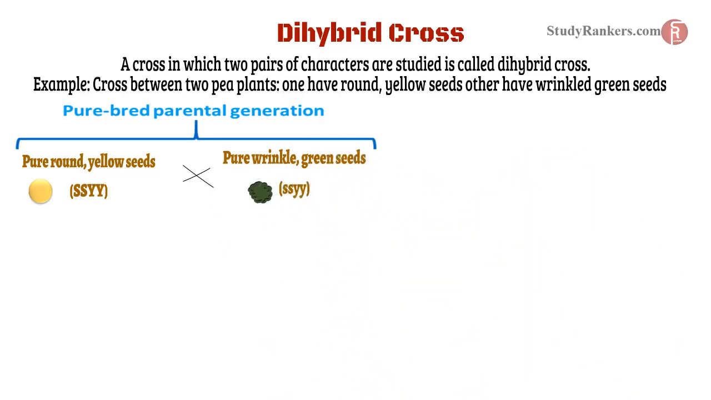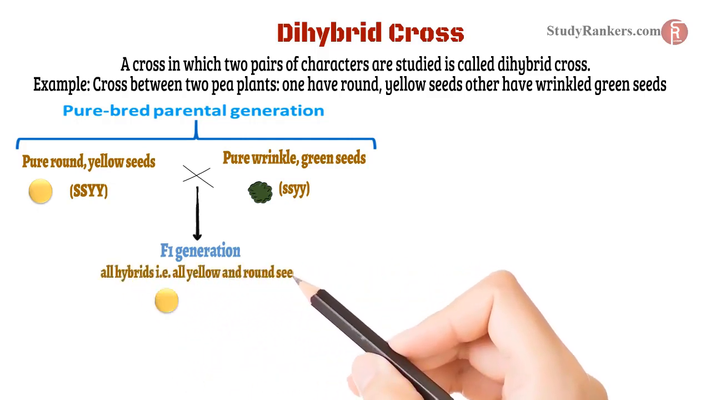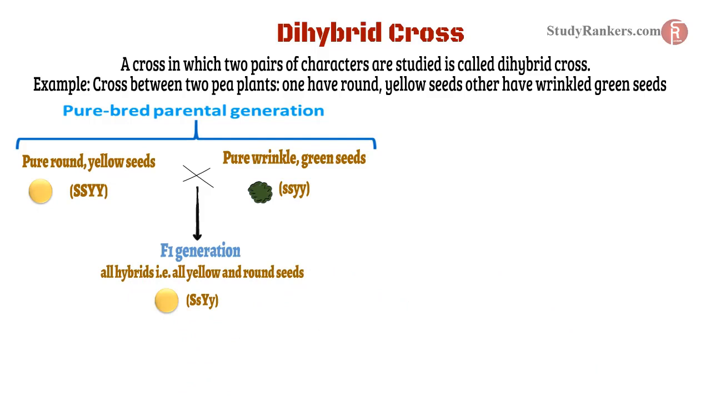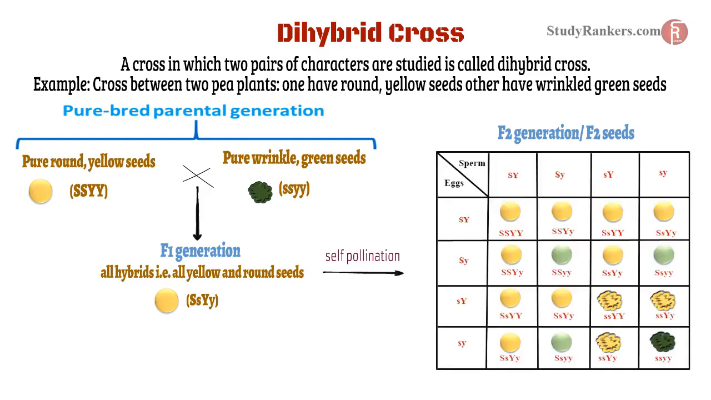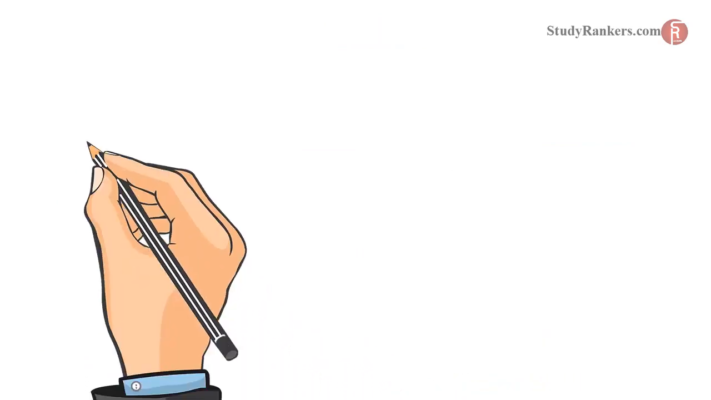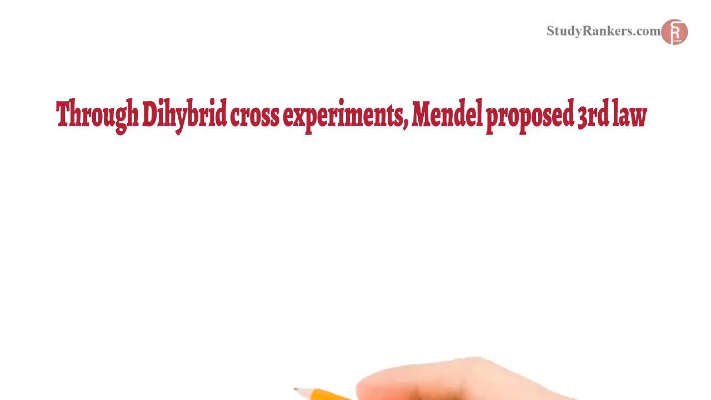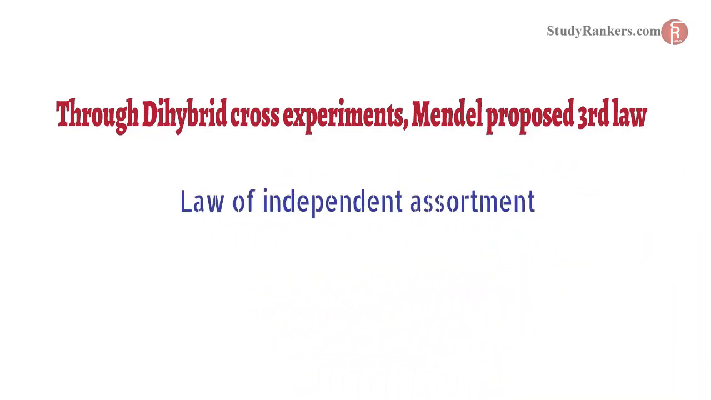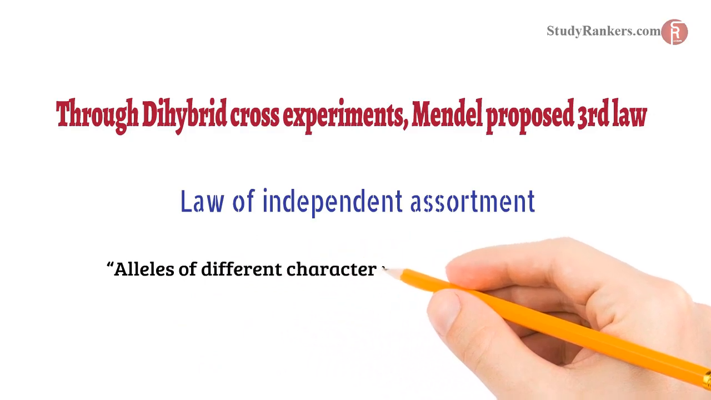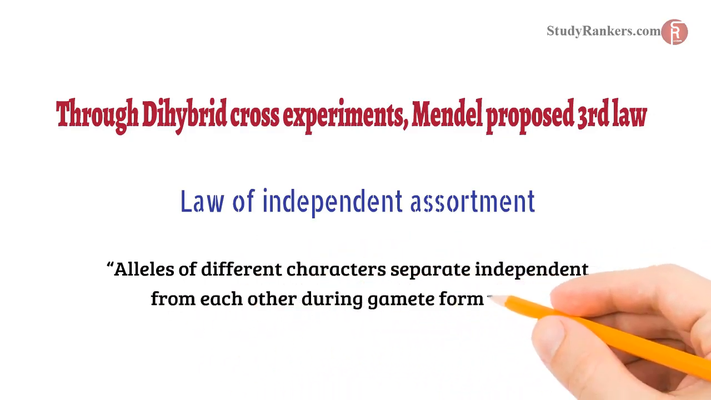All the F1 generation showed only the dominant form for both traits. All hybrid, that is, all yellow and round seeds. When these F1 generation were allowed to self-pollinate, F2 seeds were obtained. Their phenotype ratio was about 9:3:3:1. At last, through dihybrid cross experiments, Mendel proposed the third law, that is law of independent assortment. It states that alleles of different characters separate independently from each other during gamete formation.